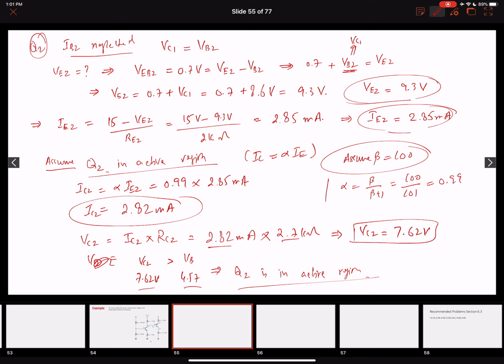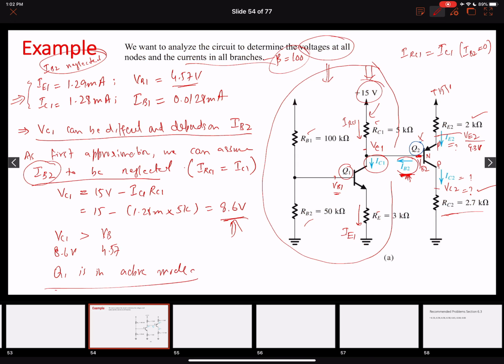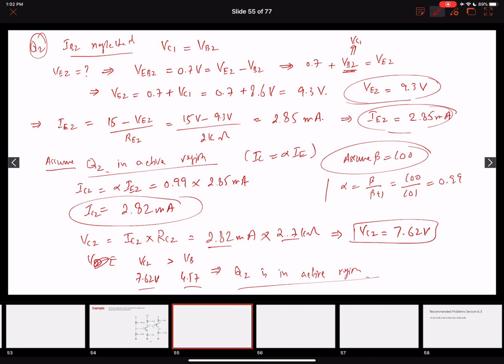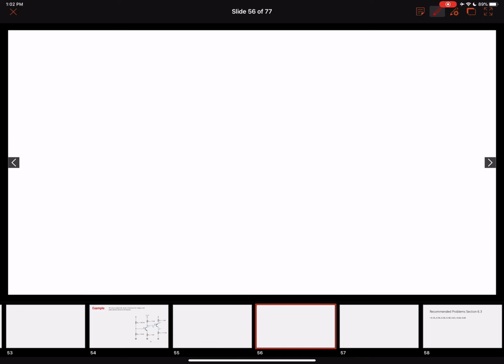While doing all of this analysis, the one thing that we have assumed till now is that our IB2 current is neglected. Now we are going to find out the value of IB2, and then we have to reevaluate all of these values again in this iterative process. So now we are going to calculate the value of IB2.